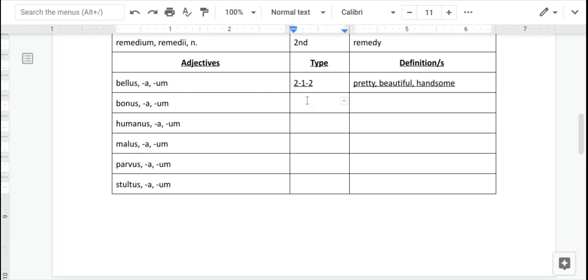So these are all going to be 2-1-2 adjectives. And every adjective we have for quite some time is going to be a 2-1-2 adjective.